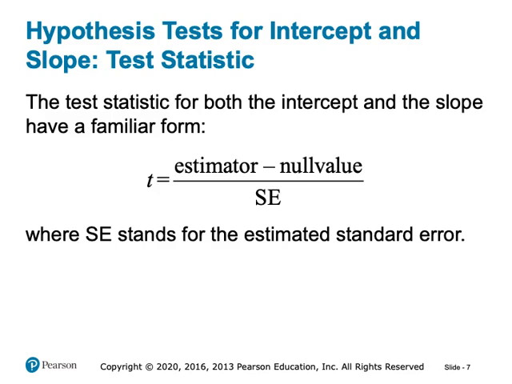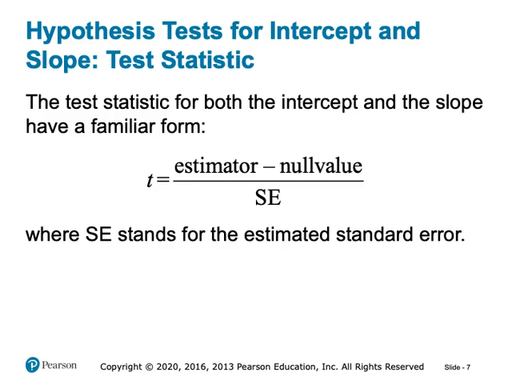Null value. This is the value specified by the null hypothesis. In many cases, particularly for the slope, the null hypothesis states that the parameter is 0, implying no effect or no relationship. Therefore, the null value is often 0, but it can be another value depending on the hypothesis being tested. SE, standard error. The SE in the denominator stands for the estimated standard error of the estimator. It quantifies the variability of the estimator, how much the estimated value might vary from sample to sample. A smaller standard error indicates that our estimate is more precise.